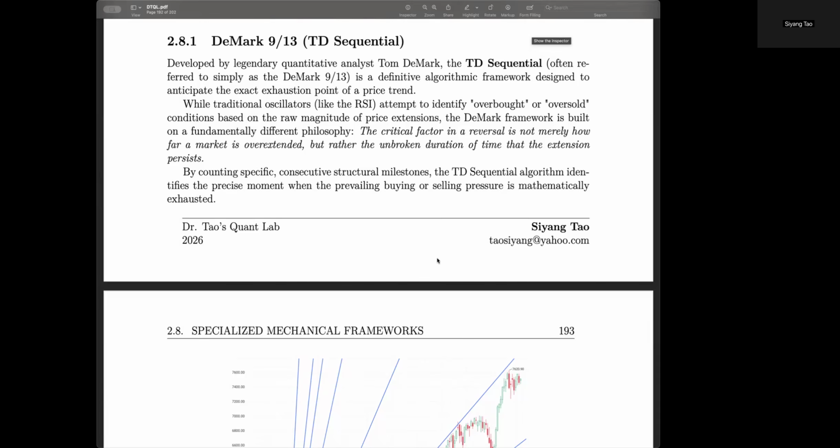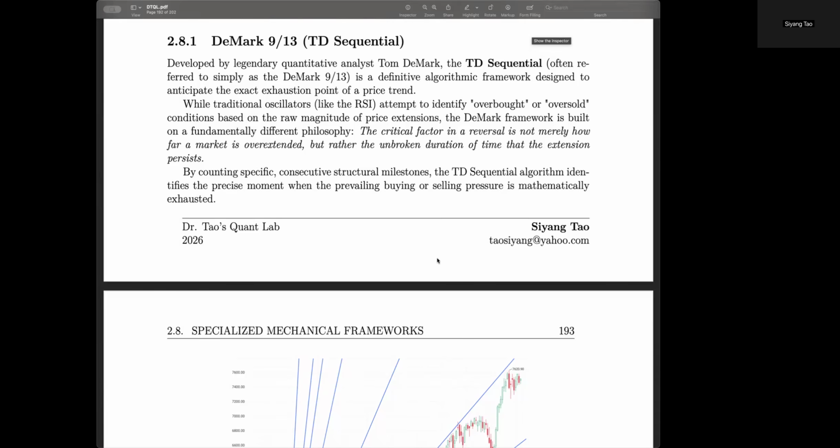Over our last few sessions, we have mapped the spatial boundaries of the market using Fibonacci, Ichimoku, and the Gann fan. Today, we are opening a new chapter on spatialized frameworks. We are shifting our focus away from spatial geometry and strictly into the dimension of time.